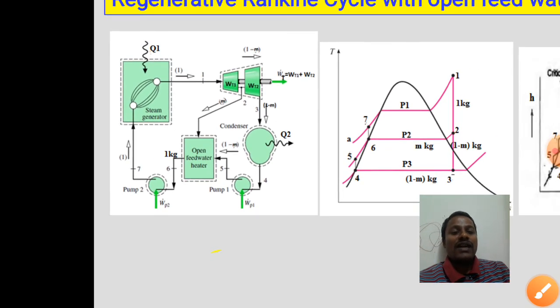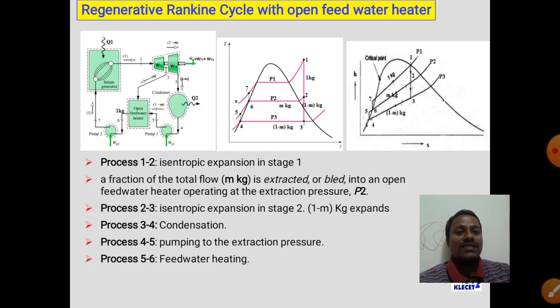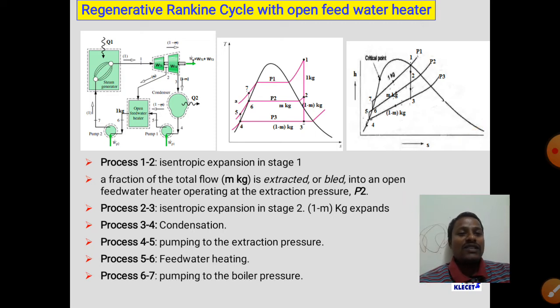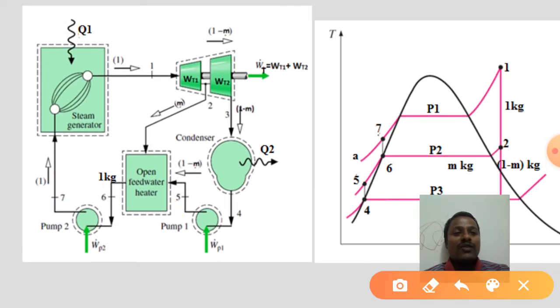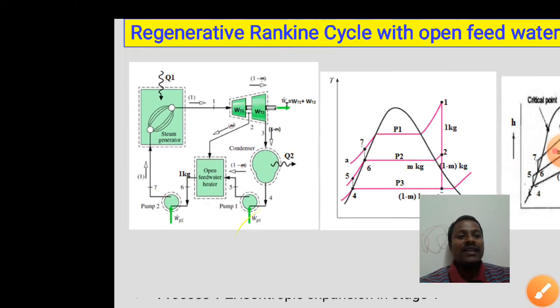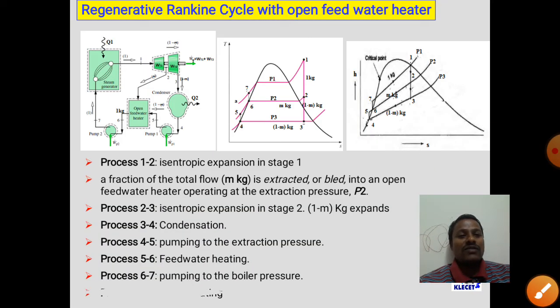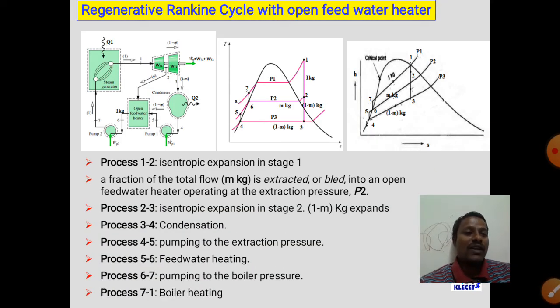So after state 6, process 6 to 7 is pumping to the boiler pressure. The hot condensate which is coming out at 6 from the open feed water heater is pumped into the boiler. Then state 7 to 1 is the process inside the boiler, so it is the boiler heating process. So the next process is 7 to 1, boiler heating.